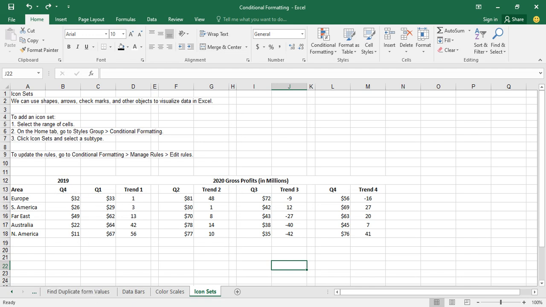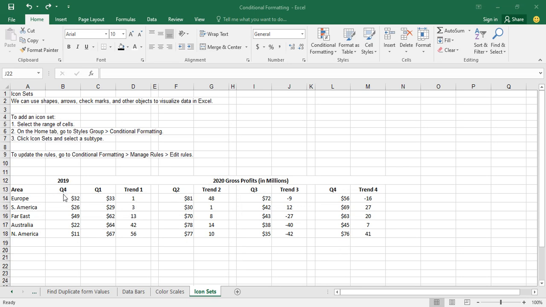All right, so in this one we'll be looking at how to use icon sets to show some things. Now, let me explain this sample data before we begin to apply icon sets. This is a company I want to believe, and the information here is actually their gross profits in millions of dollars per quarter, and they have branches in Europe, South America, Far East, Australia, and North America. So this is quarter one profit, or first quarter of 2020. This is the profit from second quarter, profit from third quarter, and profit from fourth quarter.